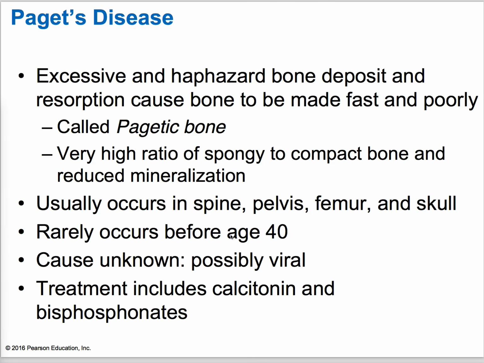Paget's disease happens when the bone is made too fast and poorly, so you end up having excessive and haphazard bone deposits and resorption. We call this Pagetic bone, and it has a very high ratio of spongy to compact bone and reduced mineralization. This usually occurs in the spine. You find it in your pelvic bones, your femur, and your skull. Rarely does it happen before the age of 40. They don't really know what causes it, but they think it may be due to a virus. Treatments usually include calcitonin and bisphosphonates.